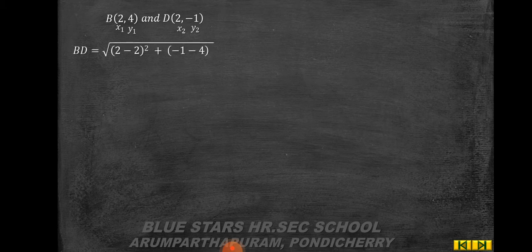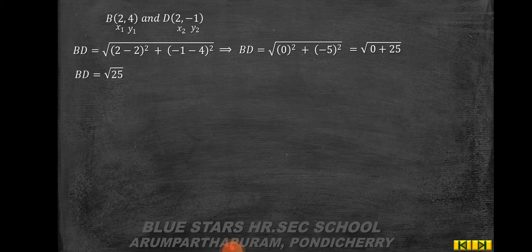B is 2, 4 and D is 2, -1. So mark the coordinates x1, y1 and x2, y2. Therefore, BD is equal to root of (2 minus 2) the whole square plus (-1 minus 4) the whole square, which implies BD is equal to root of 0 square plus (-5) the whole square, which is equal to root of 0 plus 25, which is nothing but root 25. So the value of BD is equal to 5.